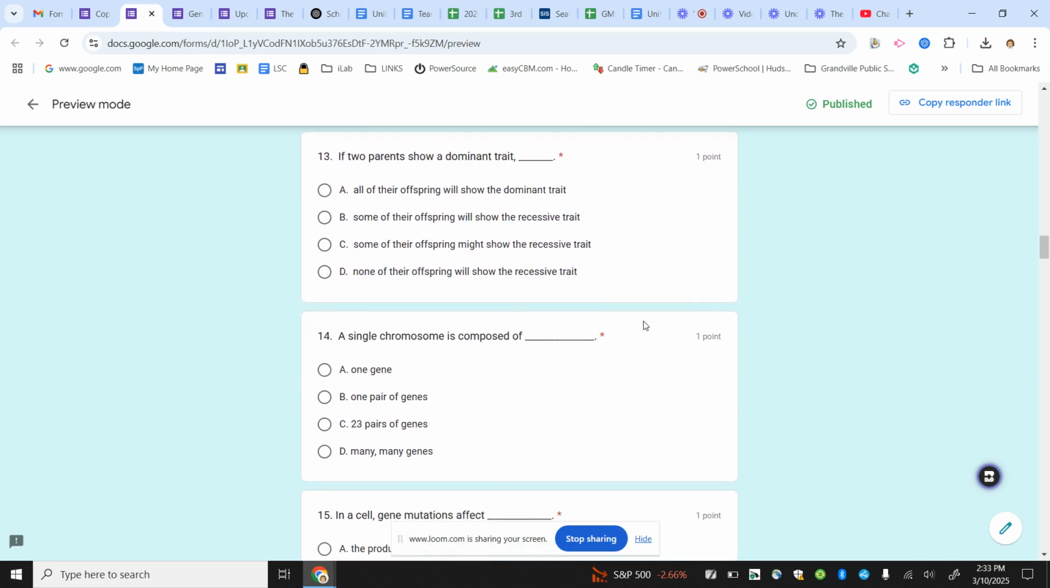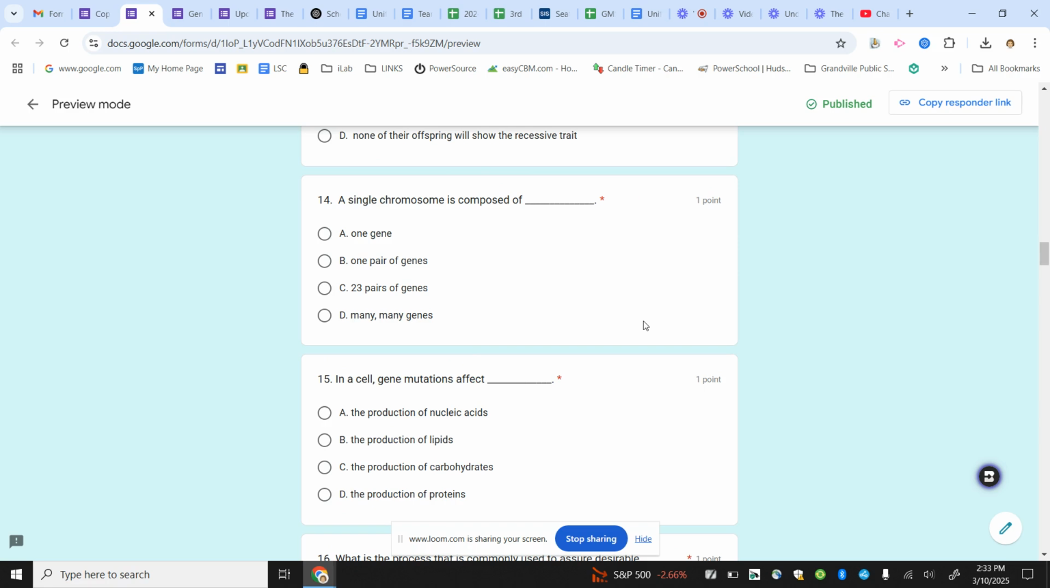Number 13, if two parents show a dominant trait, blank. A, all of their offspring will show the dominant trait. B, some of their offspring will show the recessive trait. C, some of their offspring might show the recessive trait. D, none of their offspring will show the recessive trait.